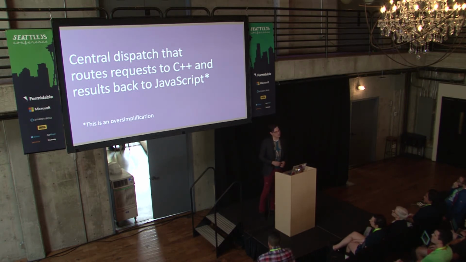Now, this is an oversimplification. The Node event loop does a lot of other stuff as well. It manages timers, it manages whenever it's time to shut Node itself down, and a bunch of other things like that. And there are some resources at the end where you can learn about what that's doing. But for the purpose of this talk, think of it as this sort of scheduler.